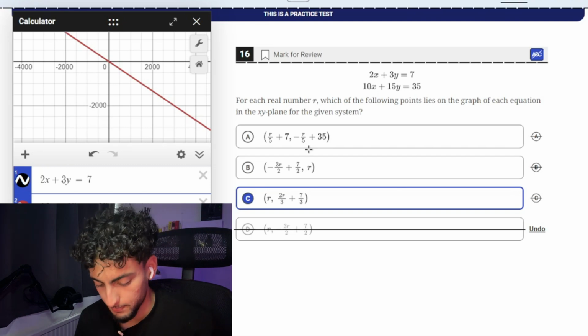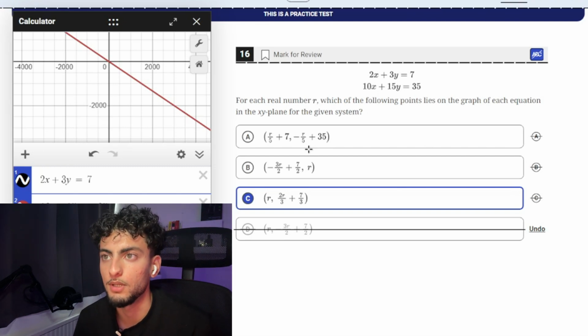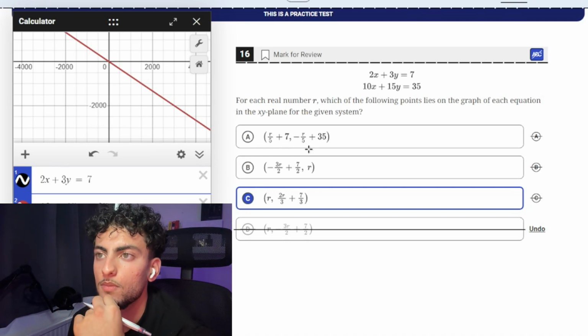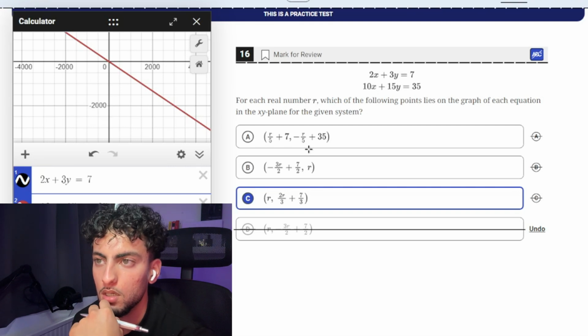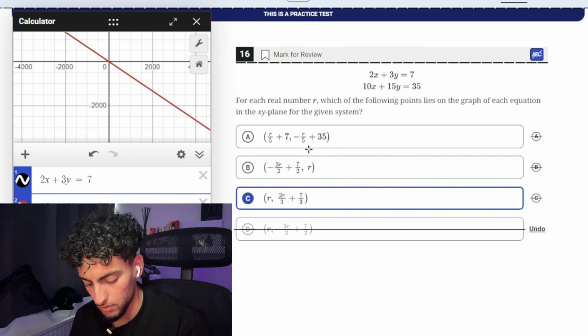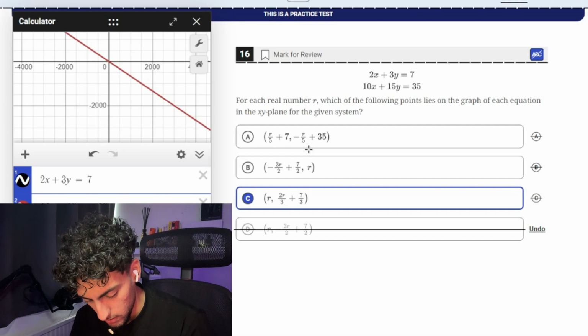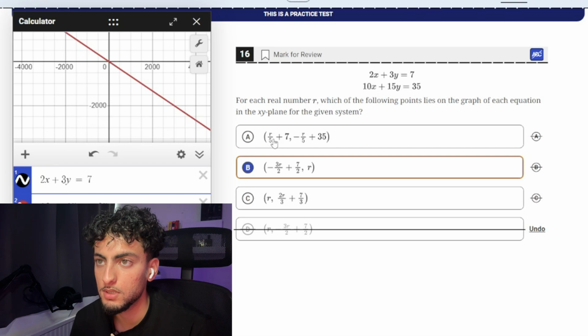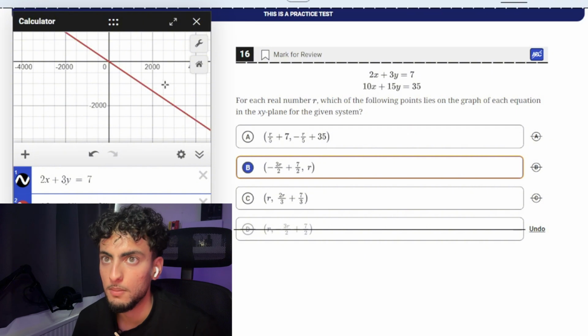Let's try... I feel like it has to be negative though. As x gets bigger, y gets smaller. So, let minus 3 over 2 r plus 7 over 2 equals 0. 7 equals 3r, 7 over 3 equals r. Cool. That makes sense. Does this one make sense? 7, 35 doesn't exist on this line, does it? So it has to be that one.